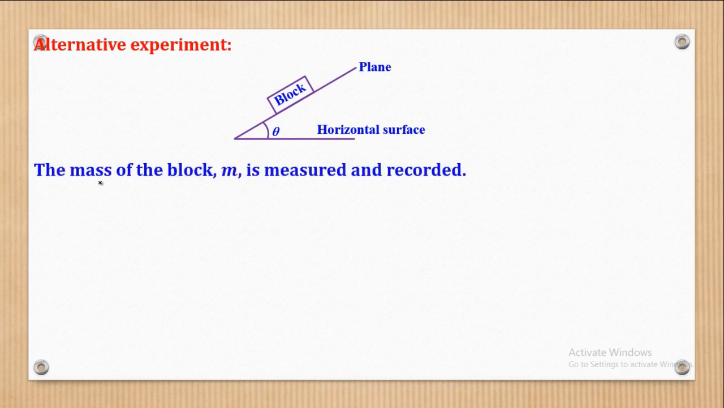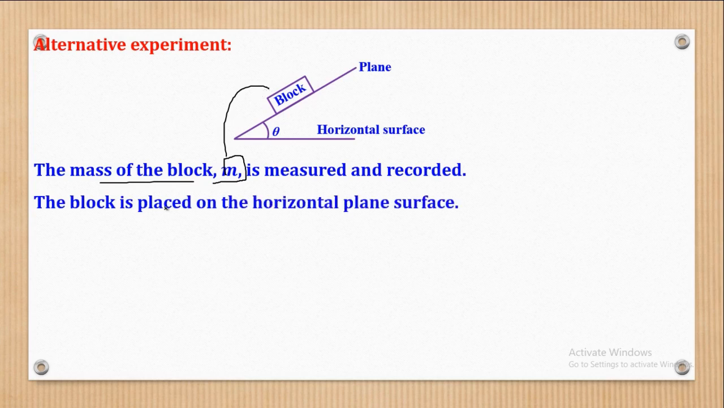So in this, we shall say that a block of mass M is measured and recorded. So this is the block. The block is placed on a horizontal surface. So here, there is a tilt, something like a pivot, so that this plane can be raised or adjusted. When this plane is still horizontal, that is what they mean: the block is placed on the horizontal surface.